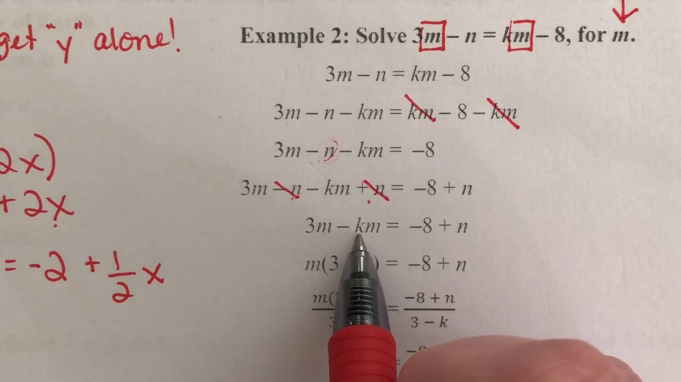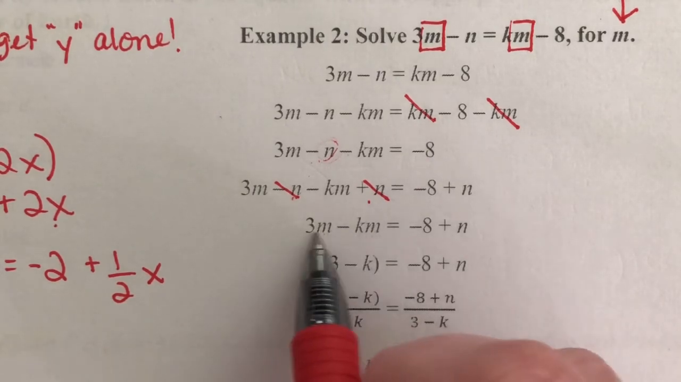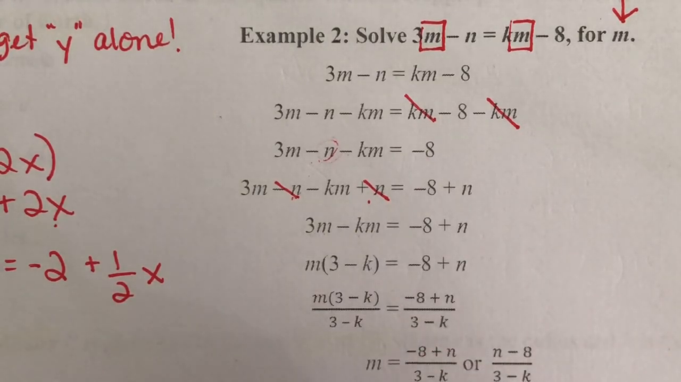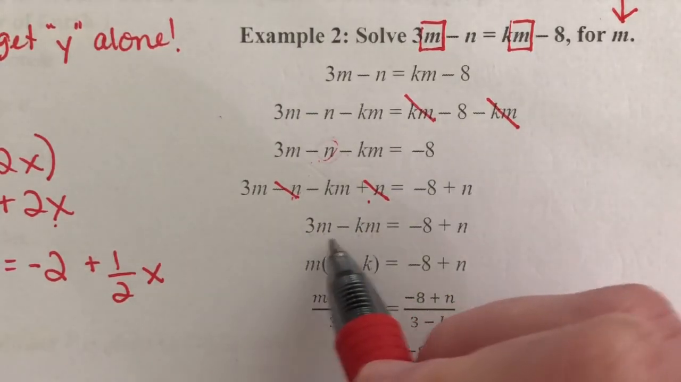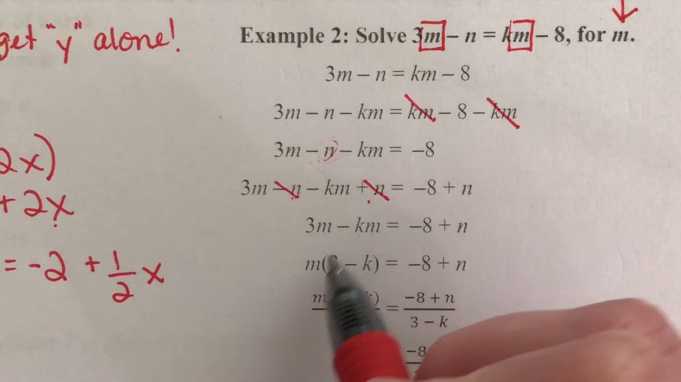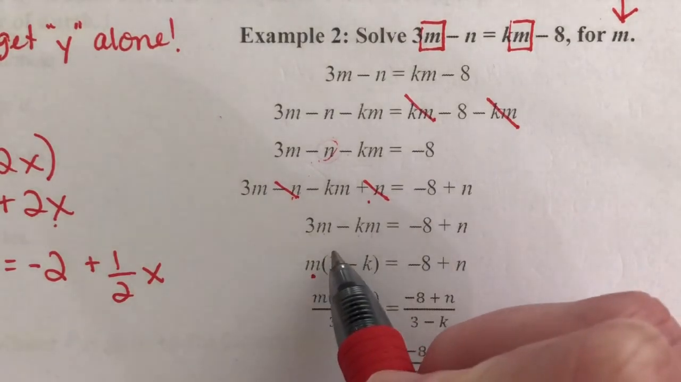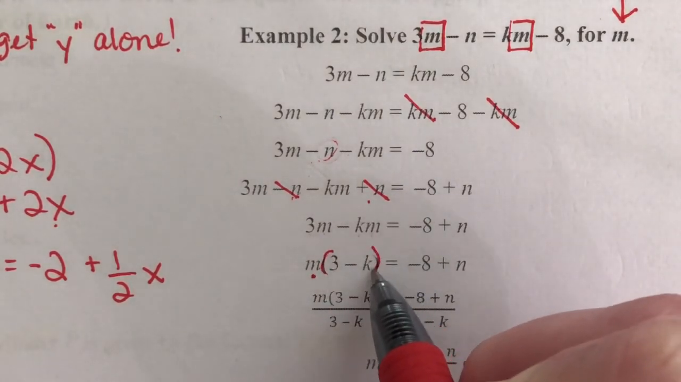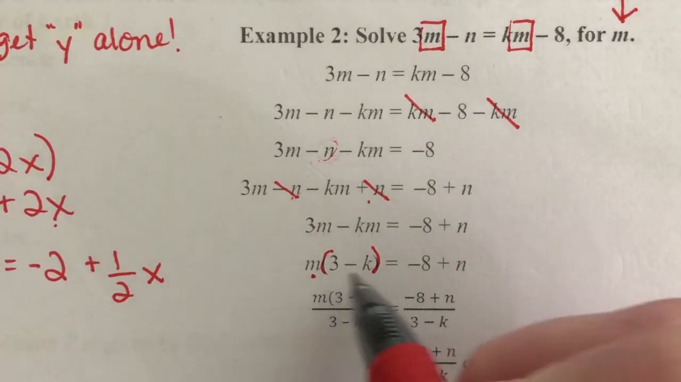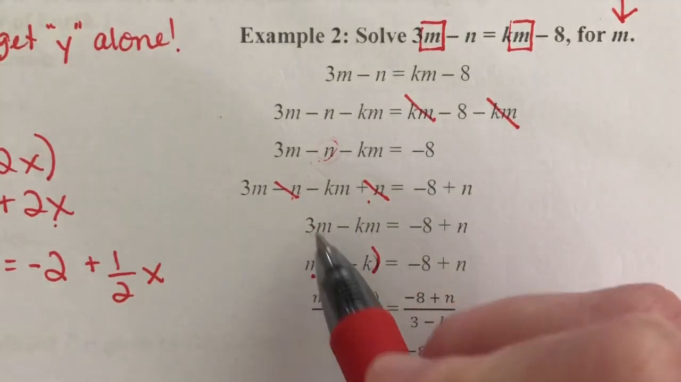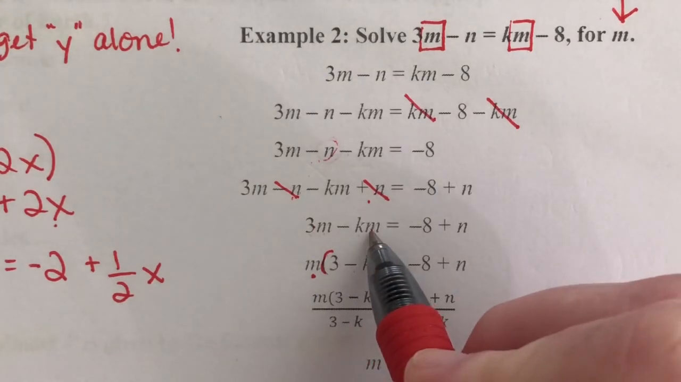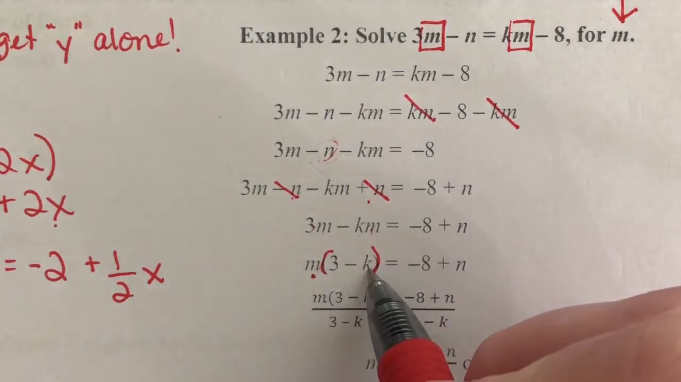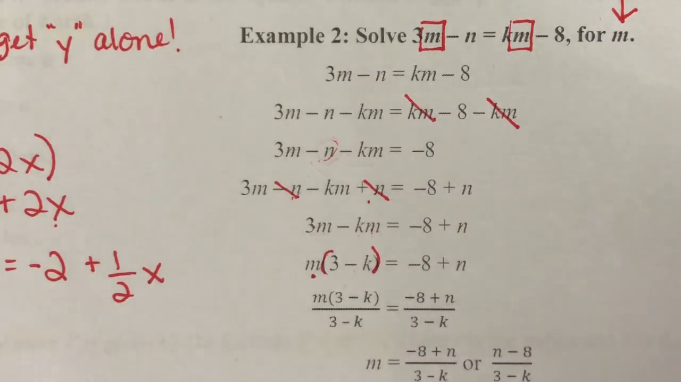So now we've eliminated the n over here, so the variable we have over here is m. We also have a k, but both terms now are being multiplied by m. So we can now factor out an m, right? We can divide both of these terms by m, put the m out front, and everything left over after we divide both of these terms by m goes in parentheses. So 3m divided by m is 3. Bring down the minus sign. Km divided by m is just k. Equals negative 8 plus n.